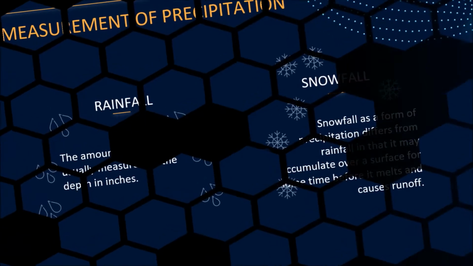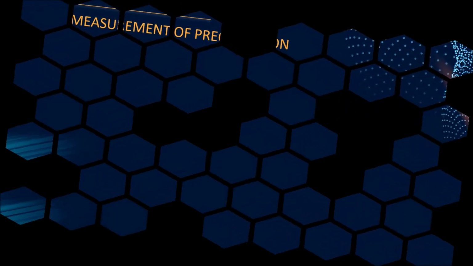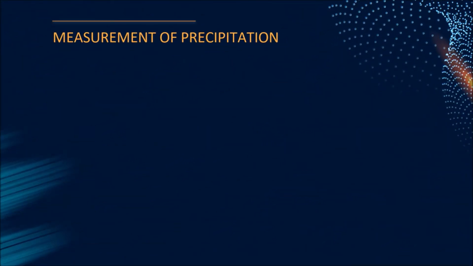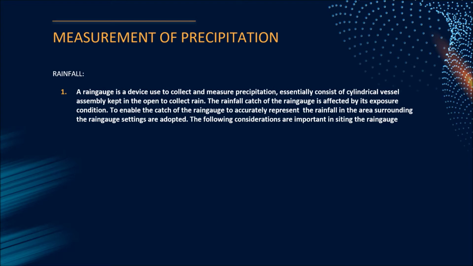Continuing in measurement of precipitation, a rain gauge is a device used to collect and measure precipitation. It essentially consists of a cylindrical vessel assembly kept in the open to collect rain. The rainfall catch of the rain gauge is affected by its exposure condition. To enable the catch of the rain gauge to accurately represent the rainfall in the area surrounding the rain gauge, settings are adopted. The following considerations are important in setting the rain gauge.